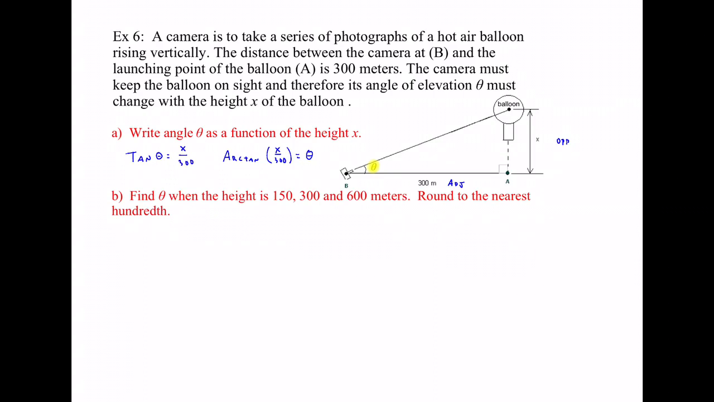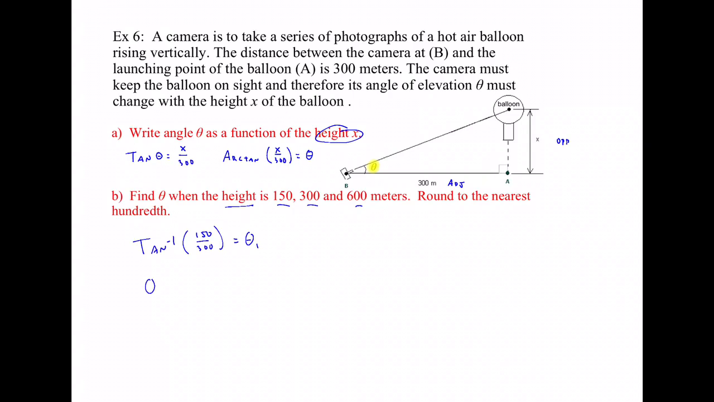Now let's go ahead and take it a step further. Part B says find theta when the height is 150, 300, and 600 meters. Round to the nearest hundredth. So you're taking the height, which is x, and replacing it with these three values. So we will say the inverse of tangent, or arctangent, either way, is equal to, the first one I'll do is 150 over 300. And that's equal to, I'm just going to call it theta 1.